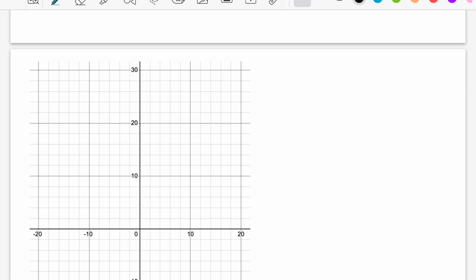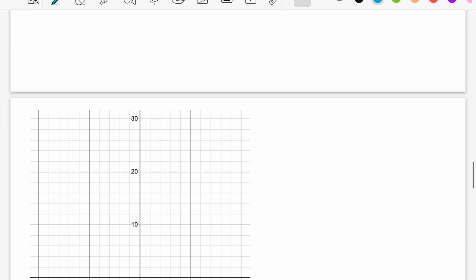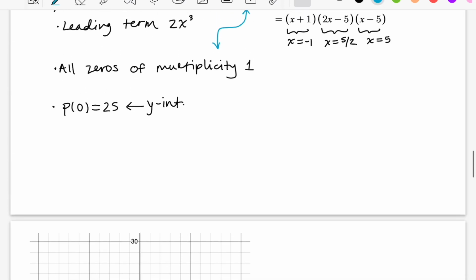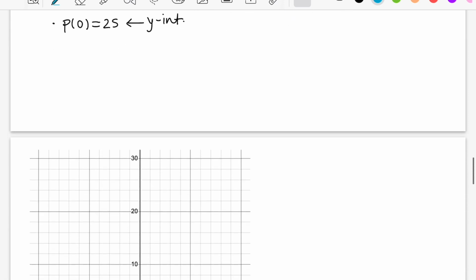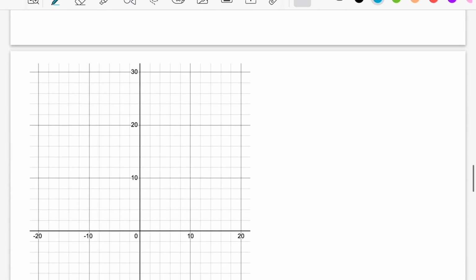So with this information, we are going to graph a rough sketch of this polynomial. So the first thing we'll do is plot our zeros. We have minus 1, 5 over 2, and 5. So minus 1 is going to be somewhere right over here. 5 over 2 is going to be about right here.